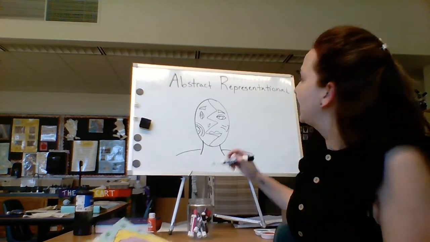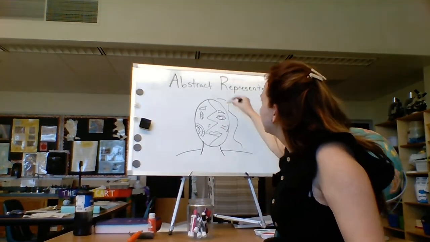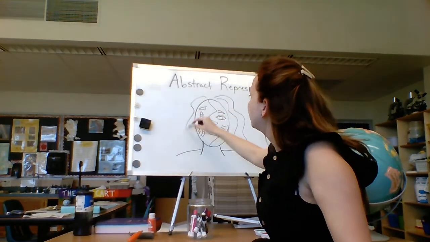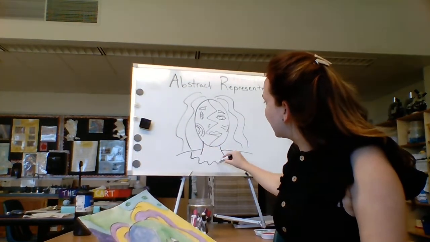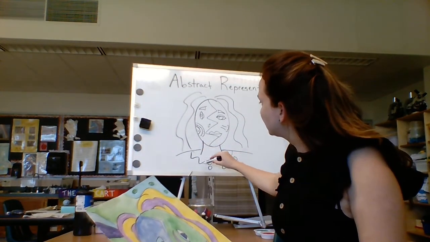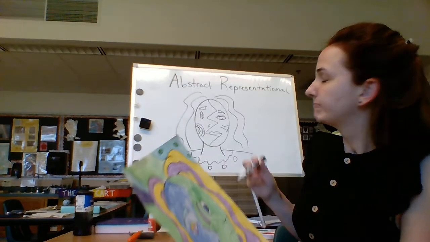All right, then I'm going to go ahead and add some hair. You don't have to add hair. That's up to you. I'm just going to draw some waves coming off. Right, and then a t-shirt. I did like a zigzag t-shirt with some circles. That's up to you. Like I said, that's your choice.